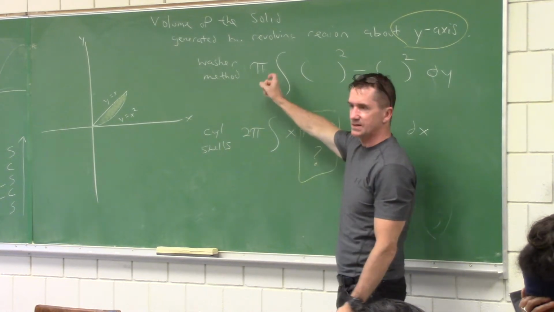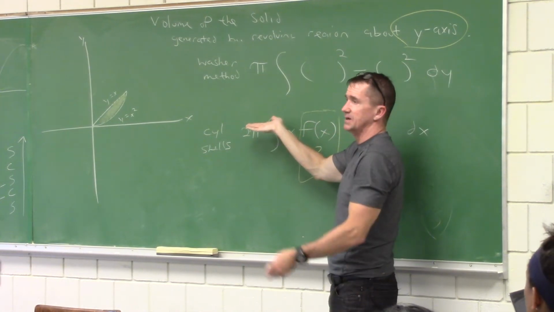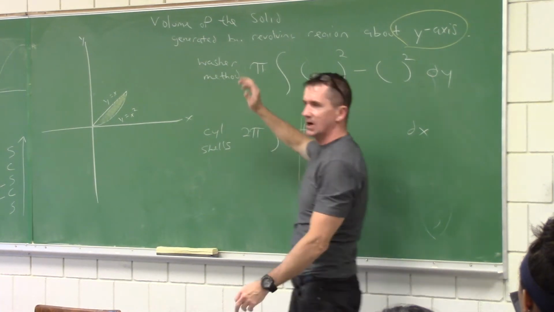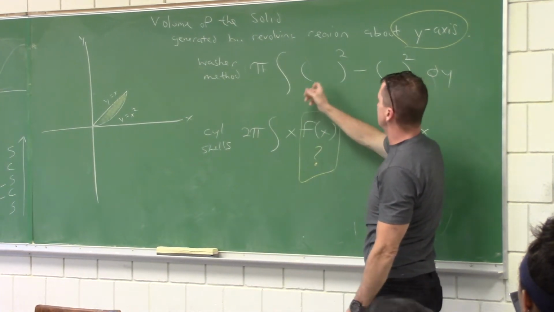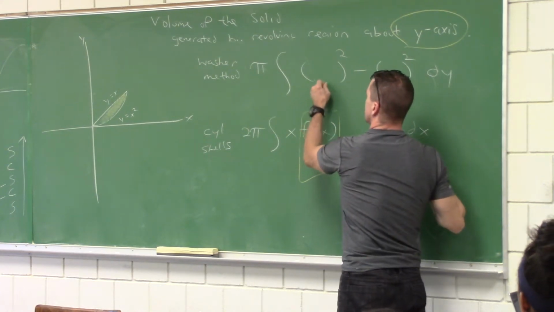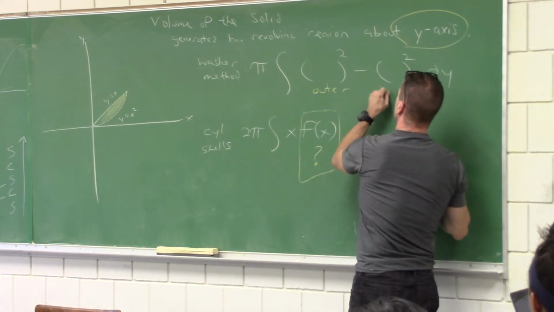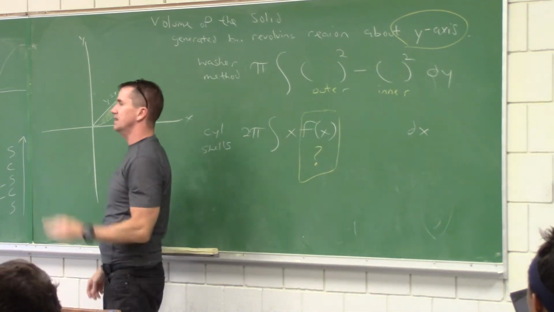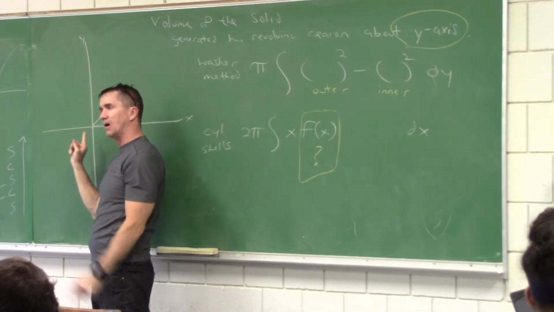Well, but let's start out with this. To me, there might be a student in this class who prefers this. Seriously. Me, I like the washer method. I think it's pretty easy. I just have to do outer minus the what? Outer minus inner, and I have to solve for what letter? X, right? Because it's going around dy.